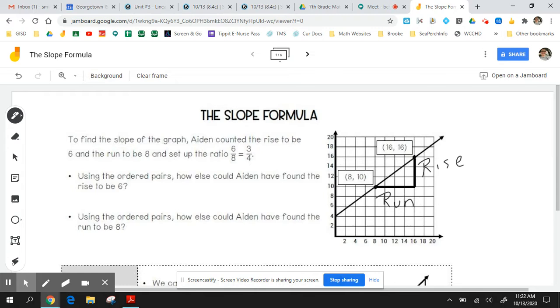Okay, so it says using those ordered pairs that are given on your graph, how else could Aiden have found the rise to be 6? So what we're going to do is take 16 minus 10, and that's how we can find the 6. We subtract them. Now, using those same ordered pairs, how can we find the run? Same kind of thing. We're going to take our 16 minus our 8. Remember, we have x, comma, y. So we're doing 16 and 10, which are our y values, and 16 and 8, which are our x values.